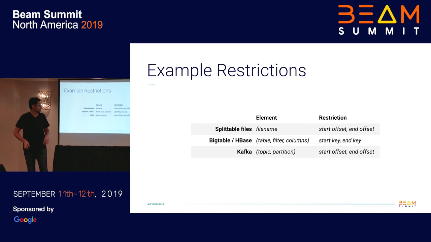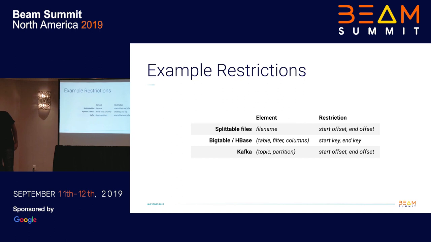Also, in the case of Bigtable or HBase, the tables are identified by a row key and they are sorted, so we can assume that the start key and the end key are always going to be in order, so we can have this as a restriction. Also, in the case of Kafka, we can have the start or the end offset.